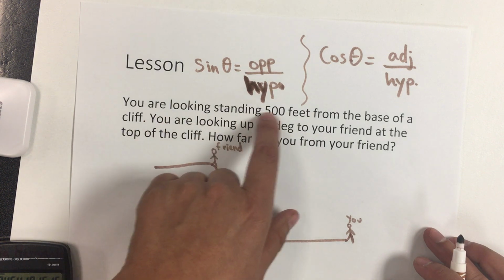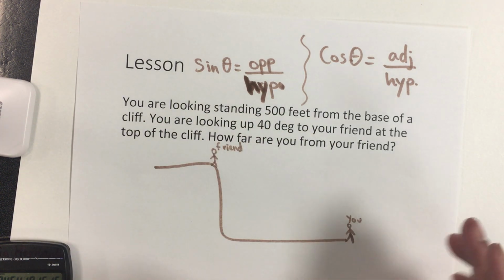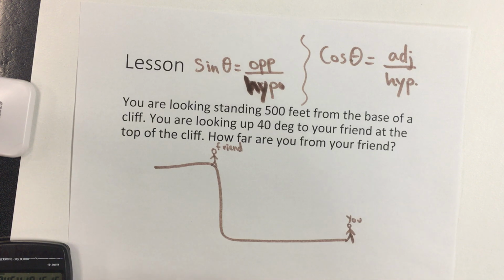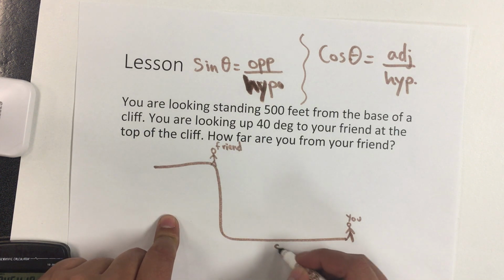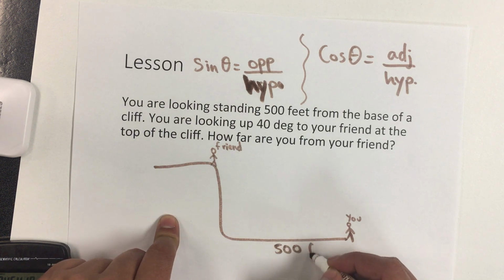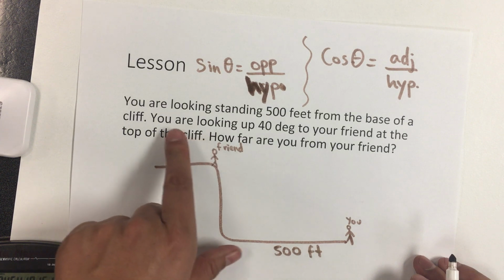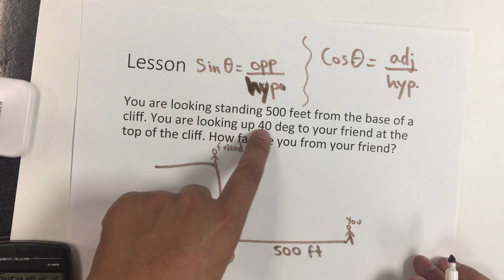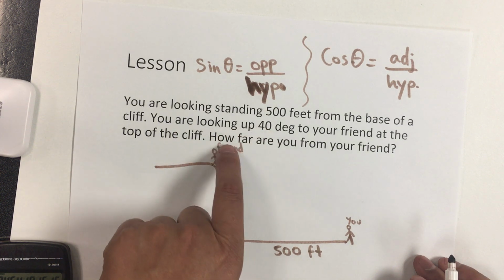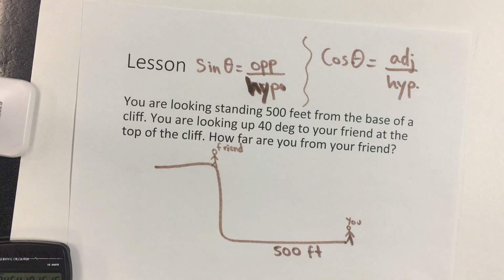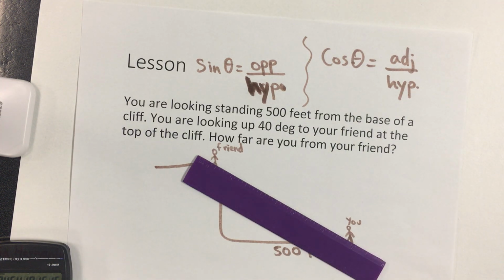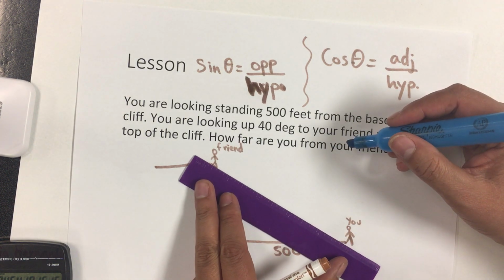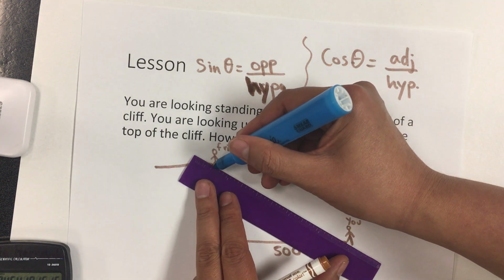You're standing 500 feet from the base of the cliff. So this is the base, this is you. You're standing 500 feet from the base. So this will be 500 feet. And you're looking up 40 degrees. How far are you from him or her? So we're just gonna go like this. And that's what we're looking for.